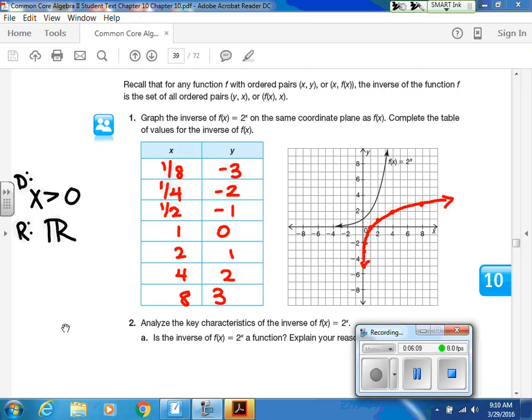Intercepts. What's the x-intercept? What is it? 1, 0. X-intercept is 1, 0. Is there a y-intercept? No.